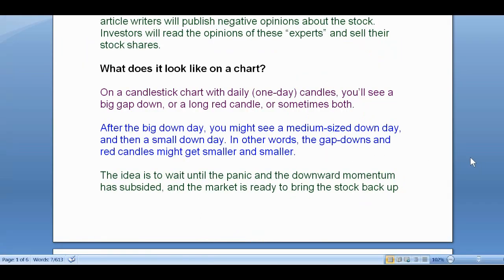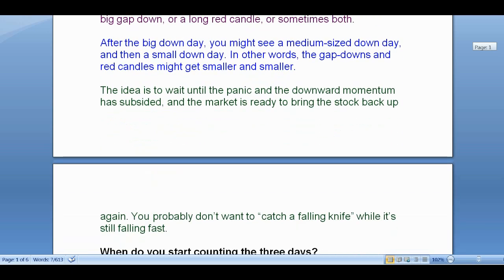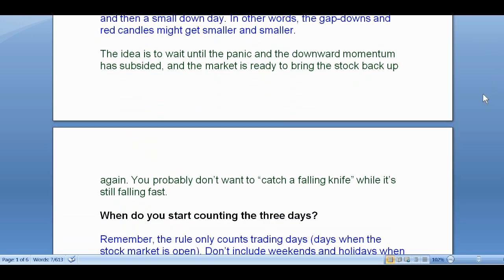And I call those big down days. After the big down day, you might see a medium-sized down day and then a small down day. In other words, the gap downs and red candles might get smaller and smaller, as the panic starts to wear off in the markets. The idea is to wait until the panic and the downward momentum have subsided and the market is ready to bring the stock back up again. You probably don't want to catch a falling knife while it's still falling fast.